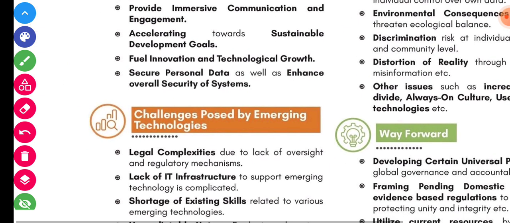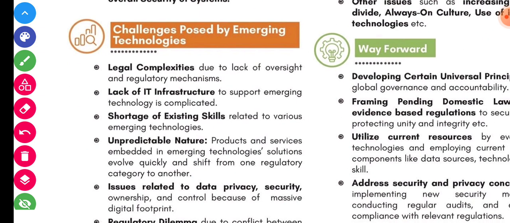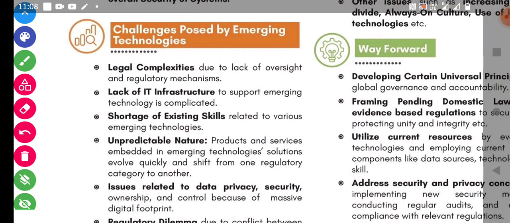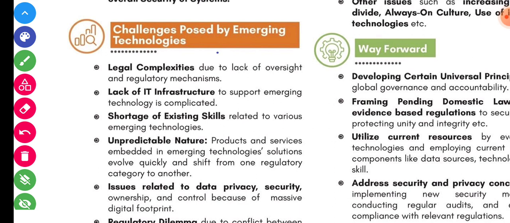And now the challenges. First we will discuss the challenges of emerging technology. The legal complexities due to lack of oversight and regulatory mechanisms, and lack of information technology infrastructure to support emerging technology is complicated, such as 5G as well as 6G and artificial intelligence like ChatGPT, and shortage of existing skills related to various emerging technologies, and unpredictable nature.